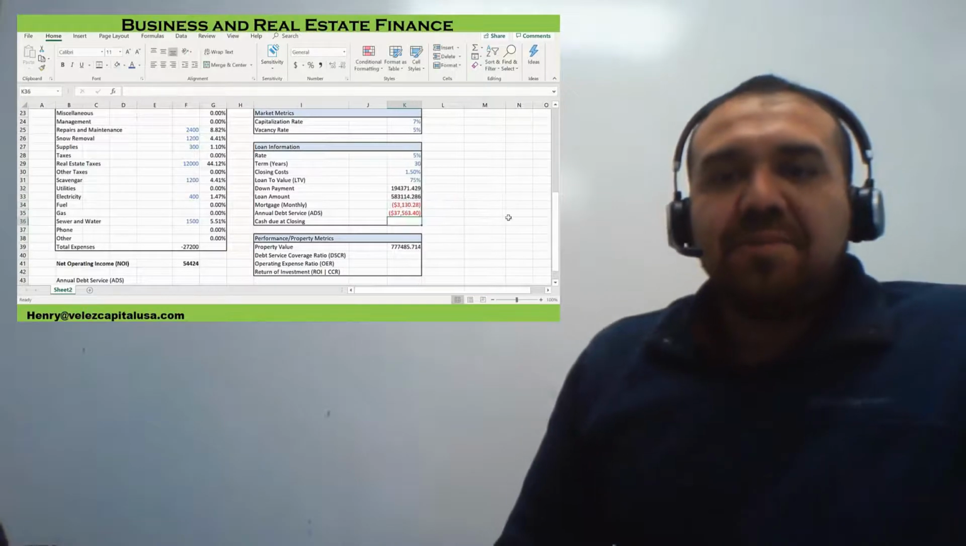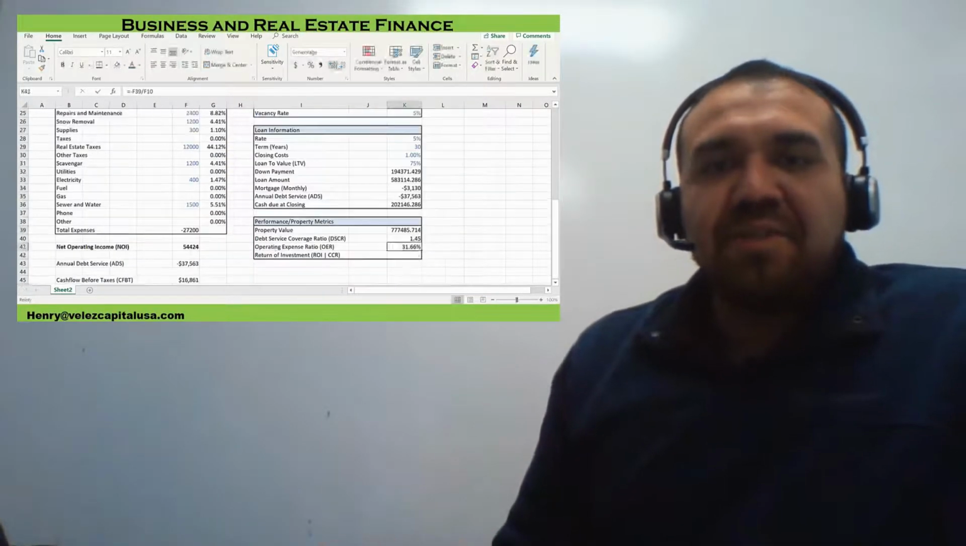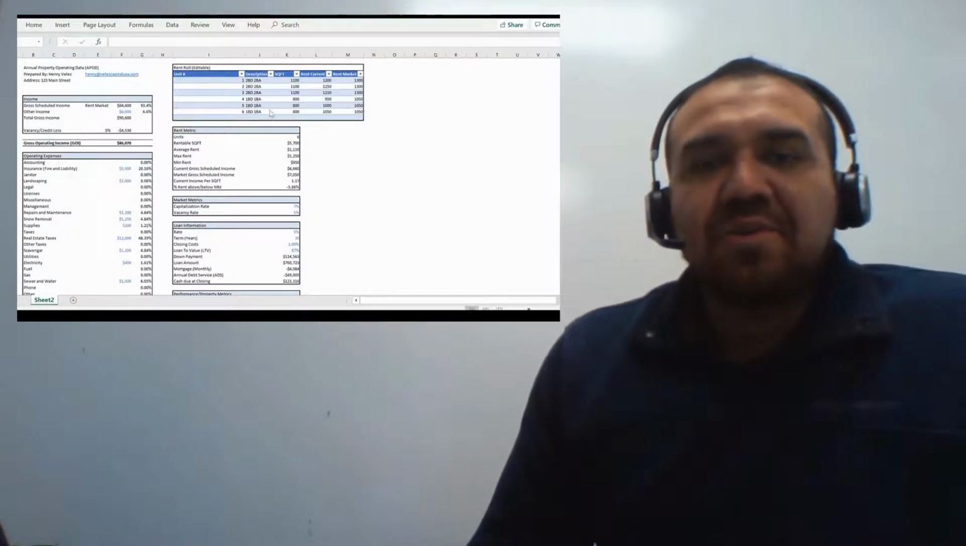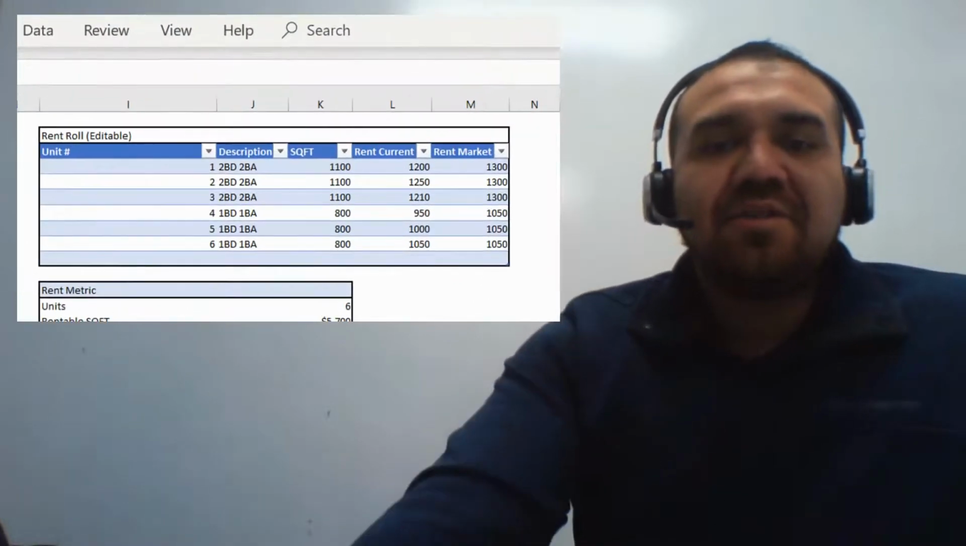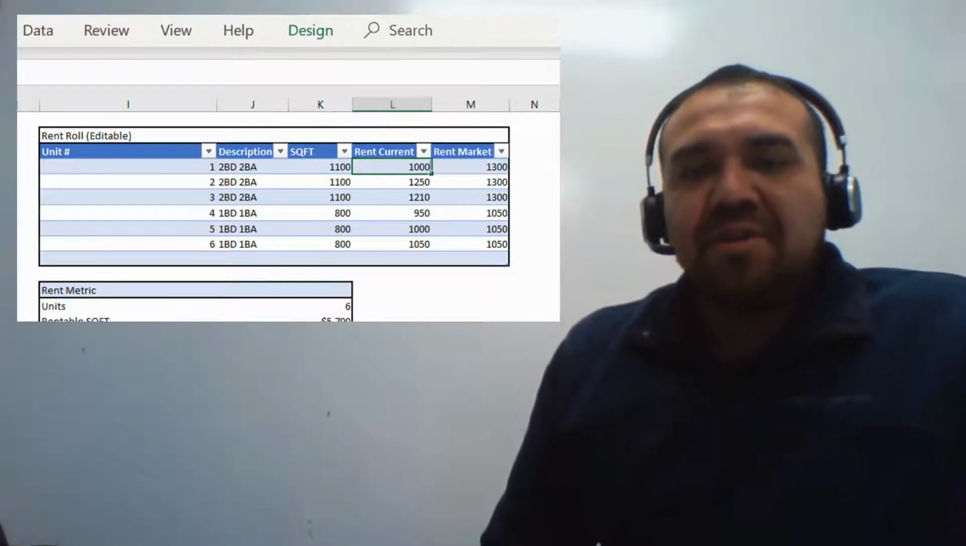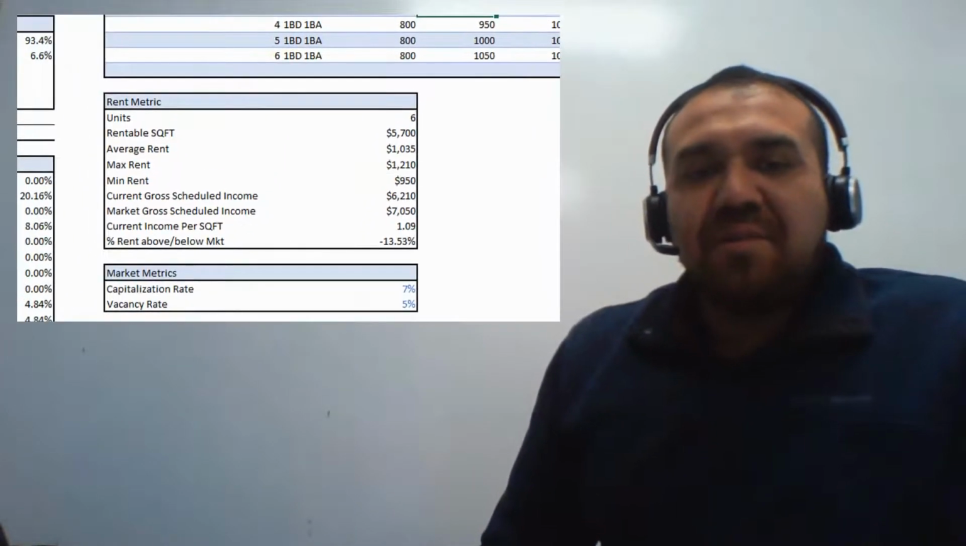After you build this, you will be able to plug in your own numbers with the buildings that you find and determine key metrics such as net operating income, cash on cash returns, return on investment, debt service coverage ratio, and even determine the value of the building with the capitalization rate using this financial method.